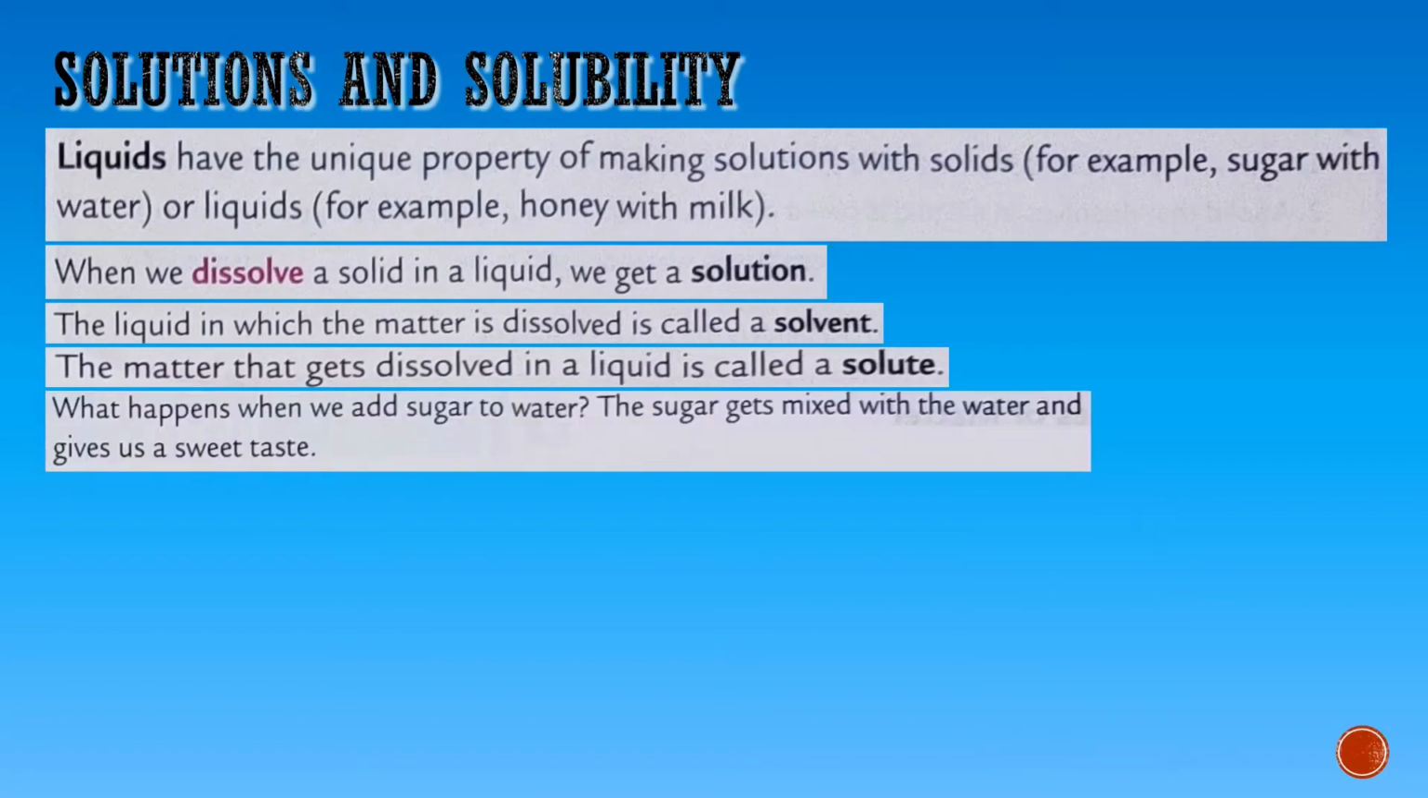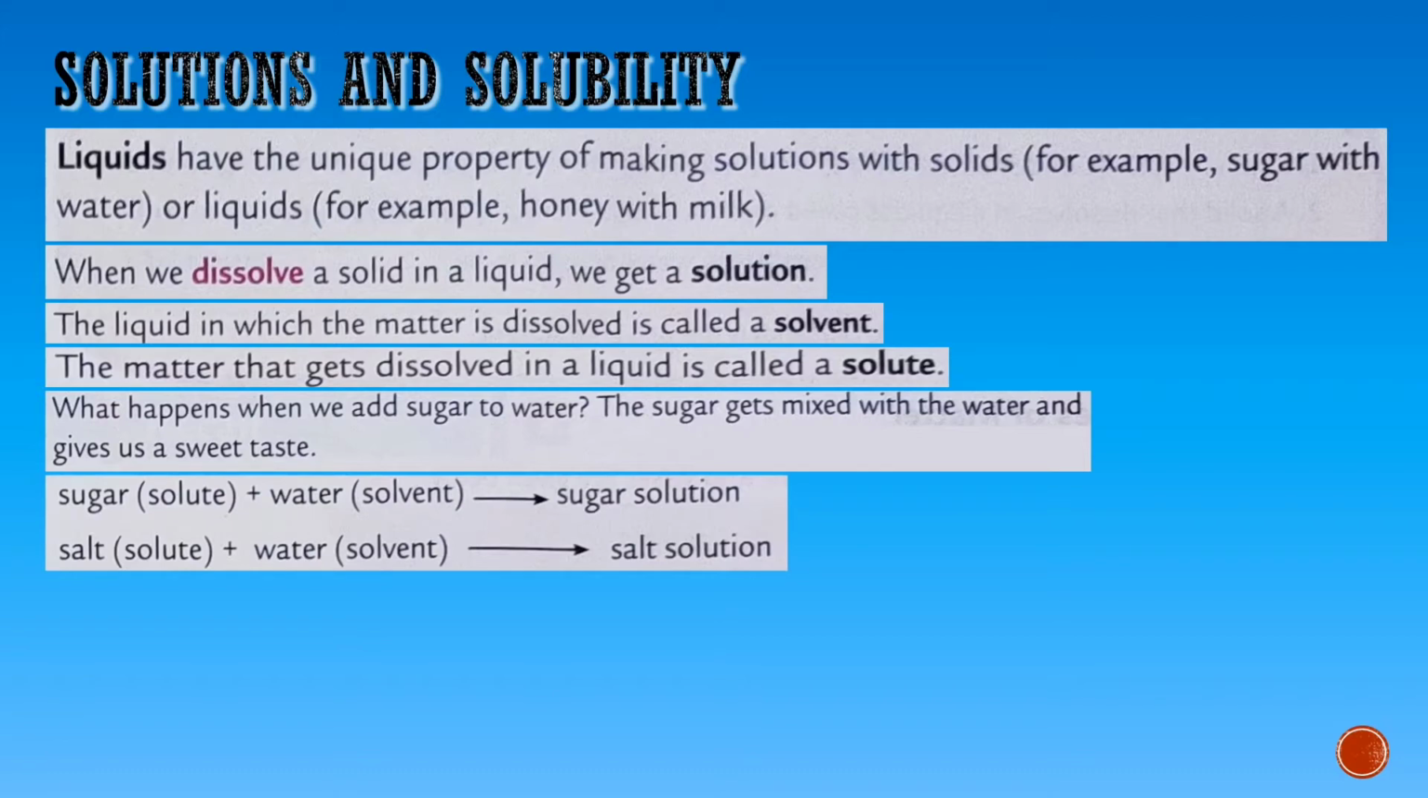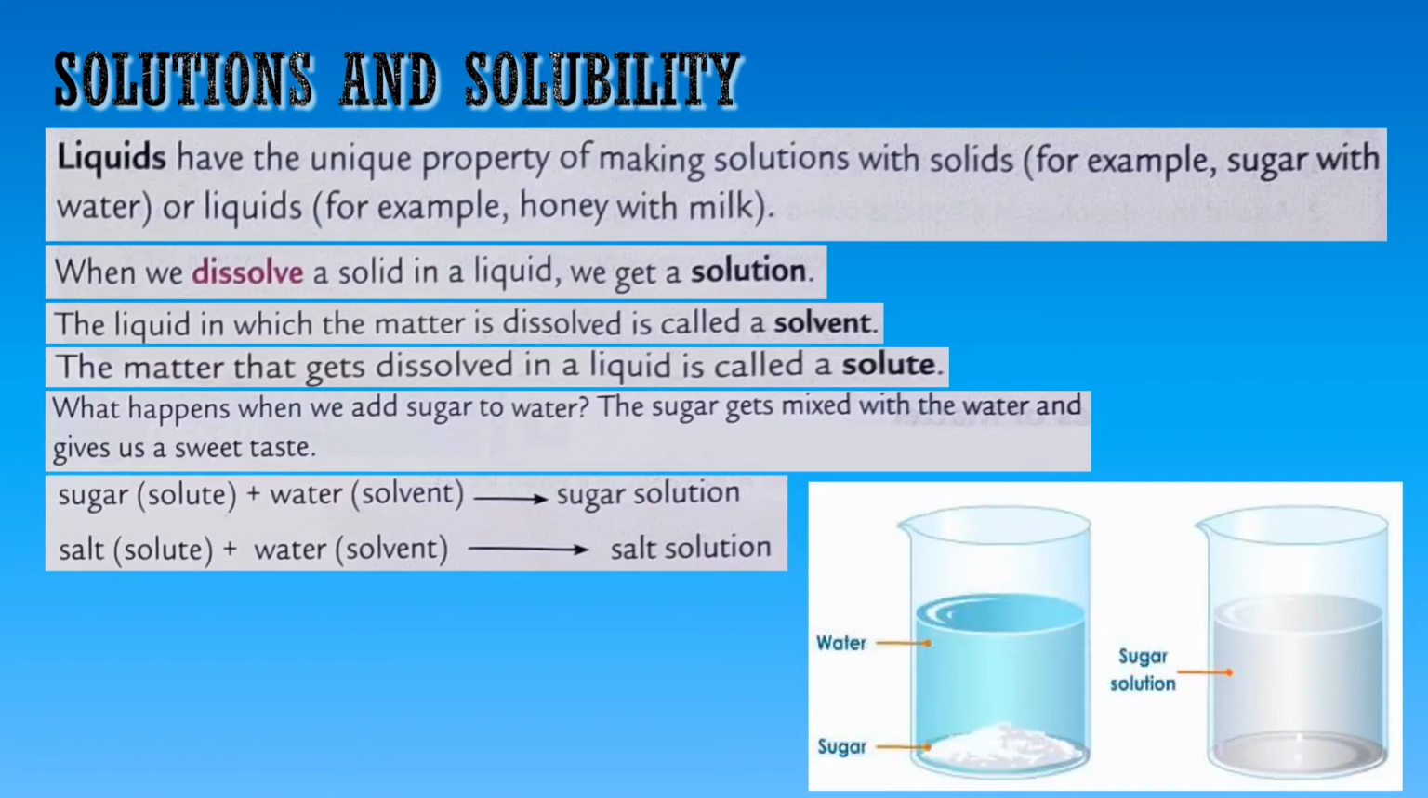What happens when we add sugar to water? The sugar gets mixed with the water and gives us a sweet taste. So here is the formula: sugar plus water equals sugar solution, and salt plus water equals salt solution. Here sugar and salt are the solute and the solvent is water. Now you see, water plus sugar is equal to sugar solution.